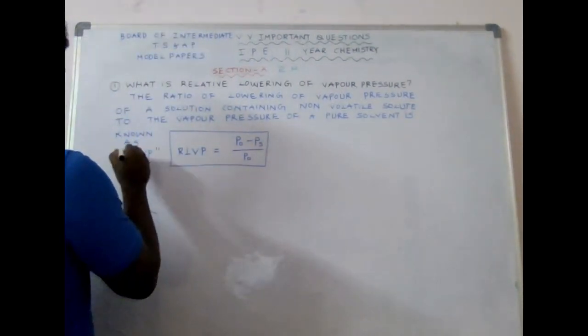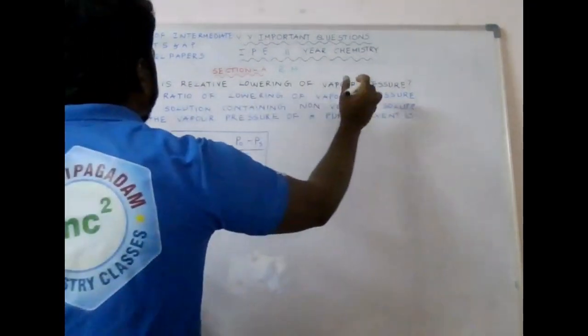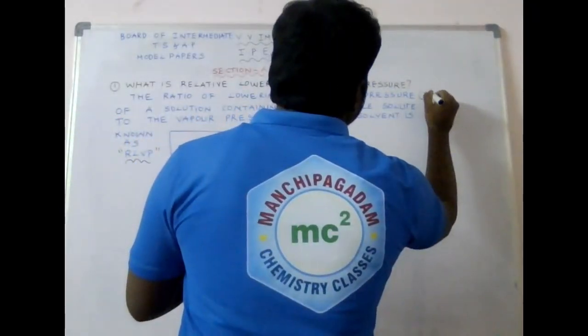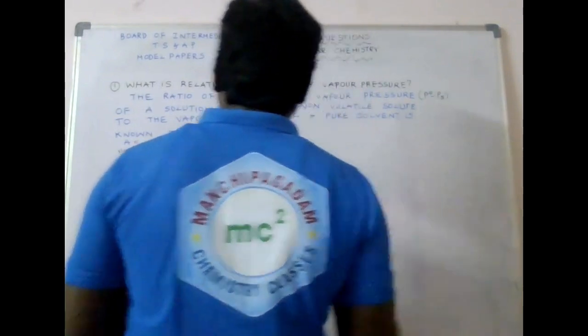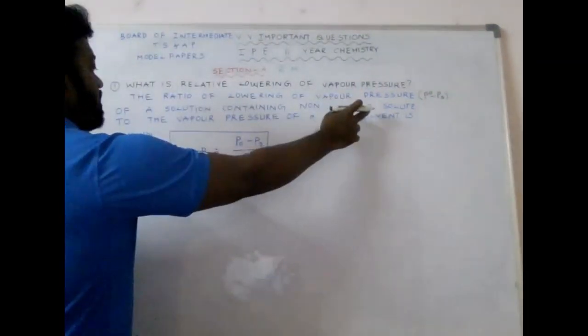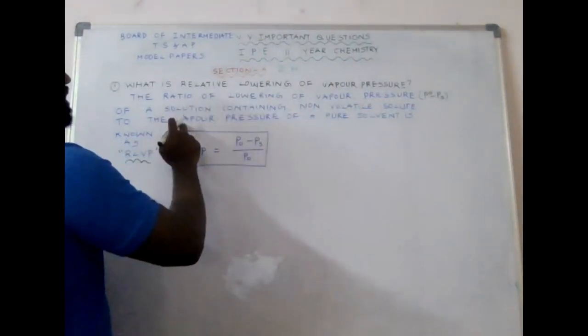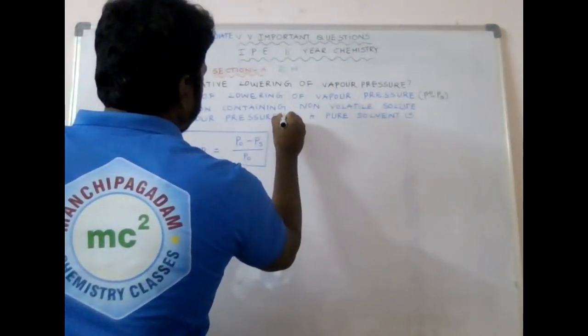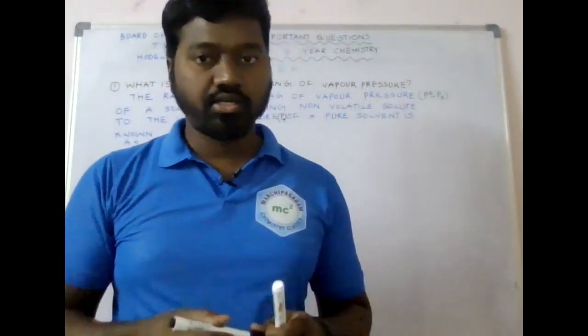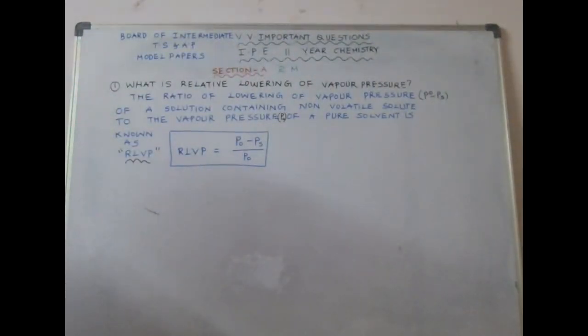The ratio of lowering of vapor pressure means P0 minus Ps, to the vapor pressure of pure solvent, that is P0. So both together, the ratio, is called RLVP, relative lowering of vapor pressure. The ratio of lowering of vapor pressure of a solution containing non-volatile solute to the vapor pressure of pure solvent is known as RLVP, that is relative lowering of vapor pressure.